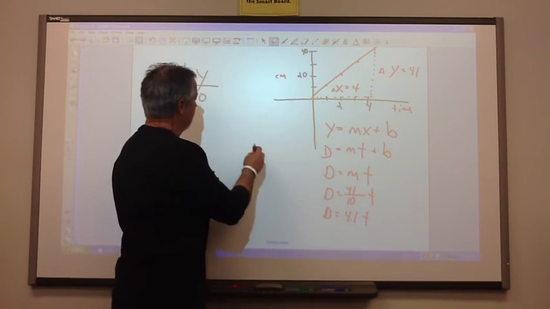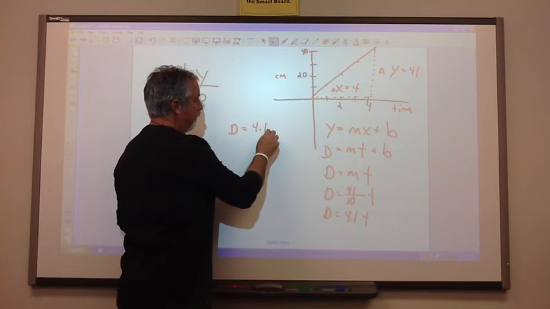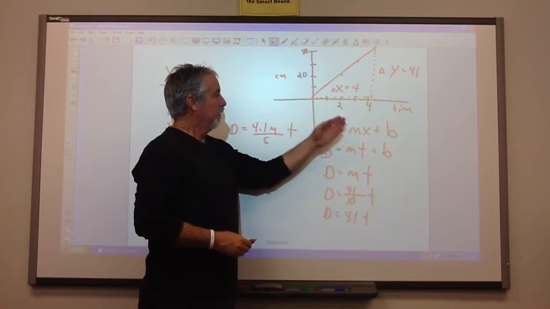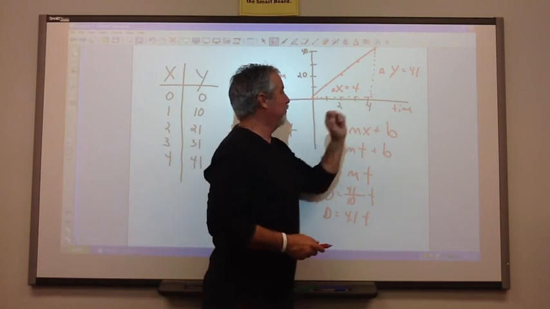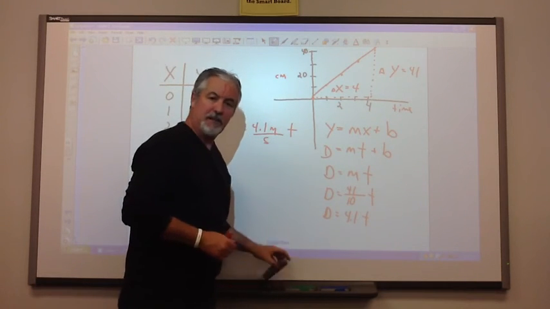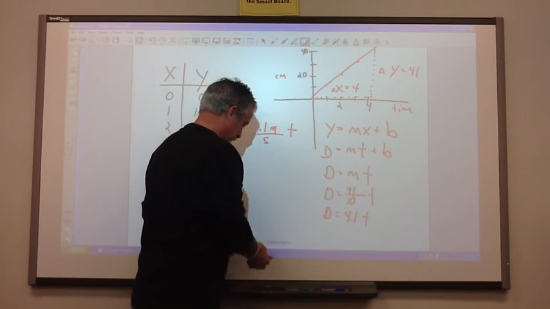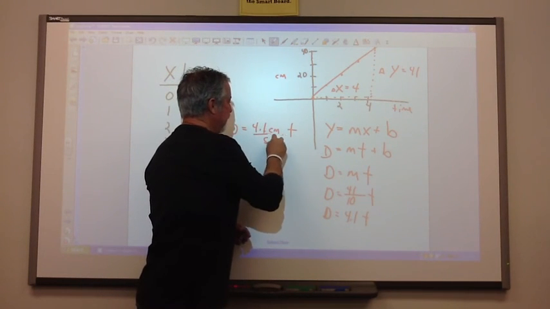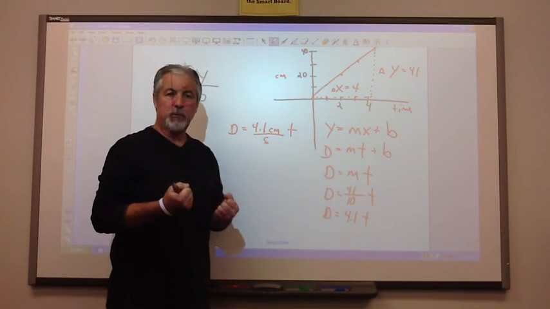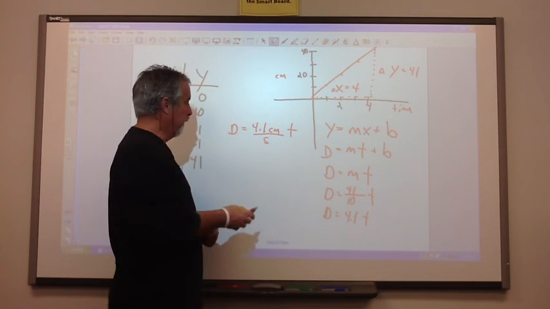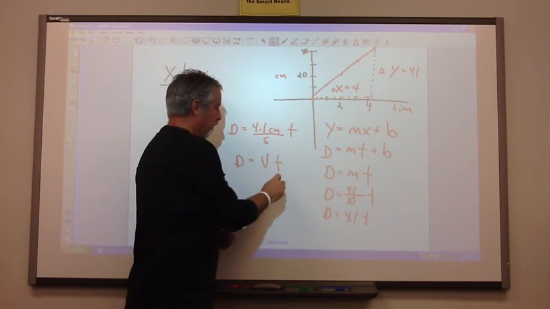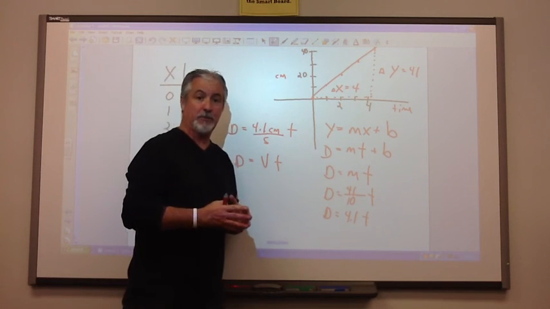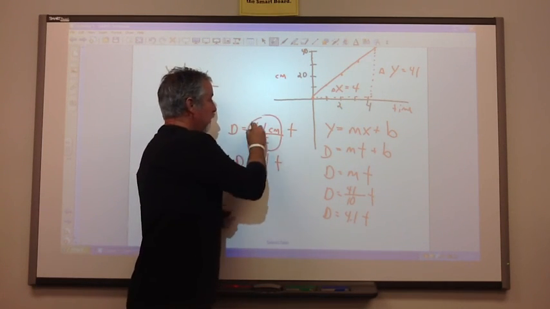And our labels would be, let me write it up here, 4.1 meters per second times time. Because the label for distance, I'm sorry, it wouldn't be meters, it's good to go back and check. Let me erase this. This would be 4.1 centimeters per second, and that would be an actual real thing. That's the velocity. We could actually write it this way also. Distance would equal velocity times time, and for this particular experiment we talked about, this would be our velocity.